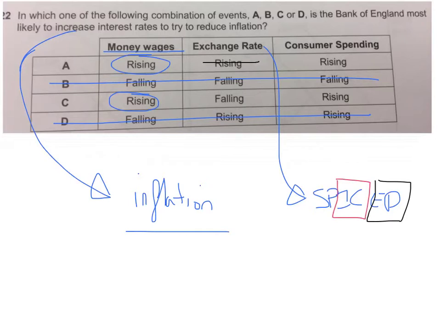And then basically, at this moment, we already know C's right, but we always do the third one just in case. Consumer spending. If we're expecting there to be inflation, you'd expect consumer spending to be rising. So it could be this one or this one. But the only one which has got all 3 right is C. So that's the answer.